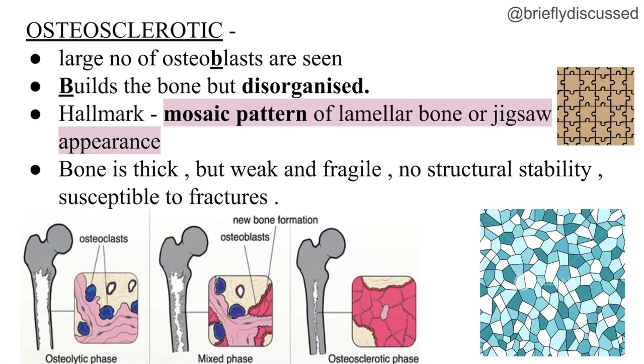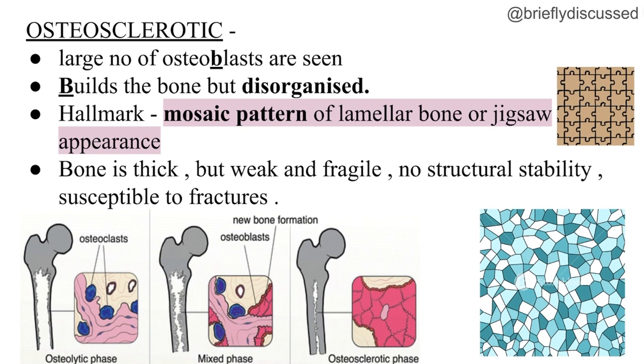Coming to the third phase, that is the osteosclerotic phase. Here we'll see a large number of osteoblasts. Whenever there are osteoblasts, that means the building of the bone occurs. But the building of the bone is disorganized, so it leads to weak and fragile bones susceptible to fracture. The bone here is thick because of the osteoblastic activity, but it is weak and fragile because of the disorganized osteoblastic activity. There will be no structural stability, susceptible to fractures. Hallmark of this stage is a mosaic pattern of the lamellar bone or the jigsaw appearance.